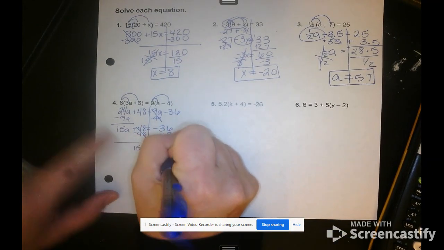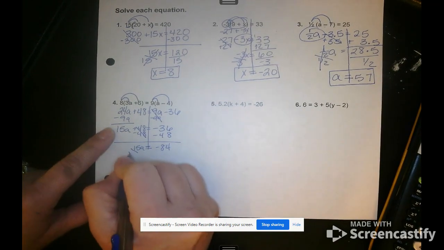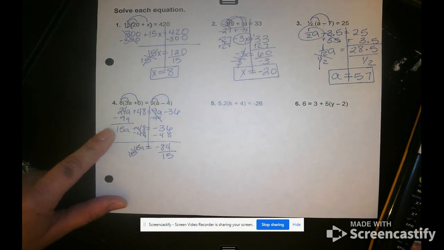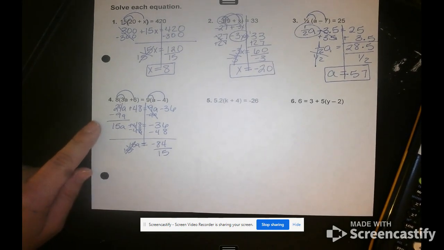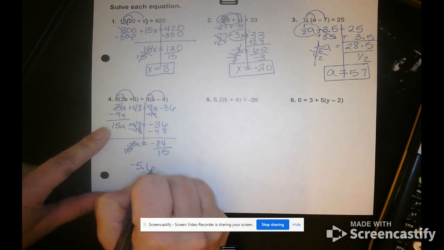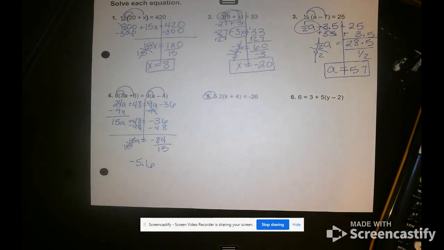Negative 84. Okay, so what would I do with the 15 now? Divide by. Okay, so I'm doing negative 84 divided by 15. What do you get? Negative 5.6. Okay, I want you to try number 5 on your own real quick.